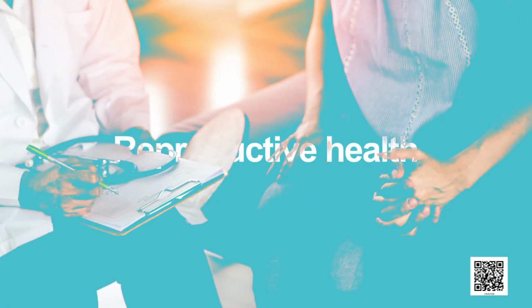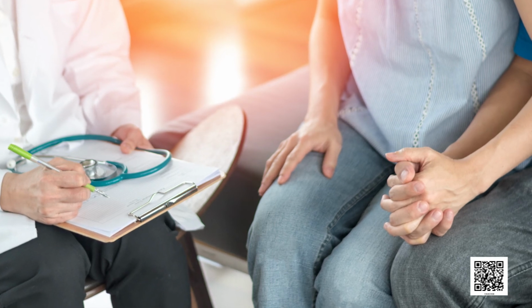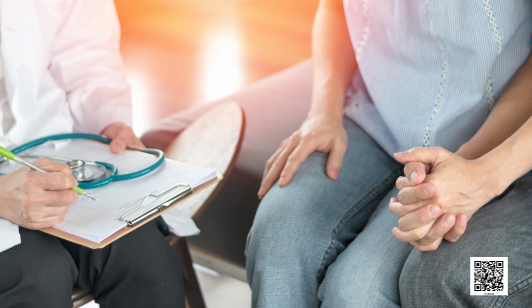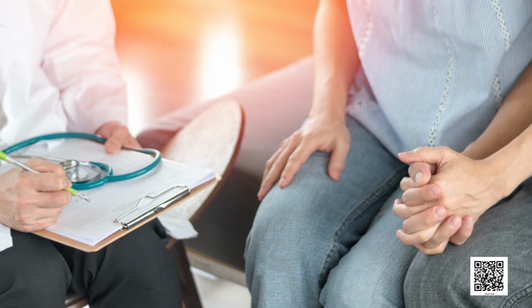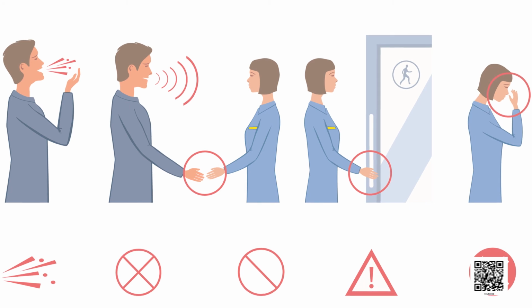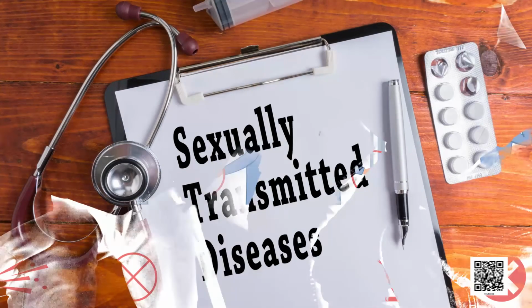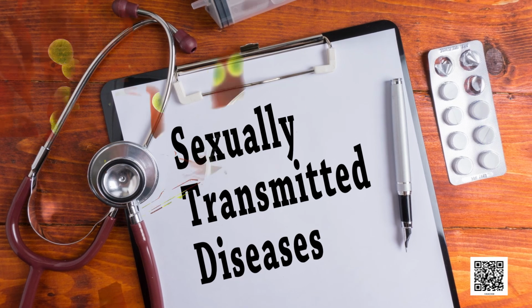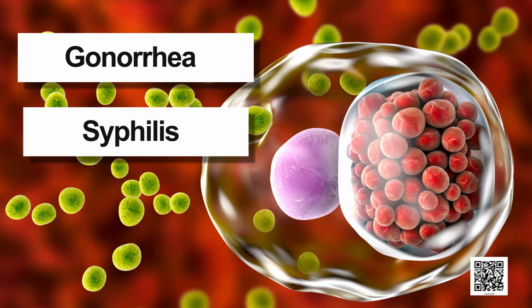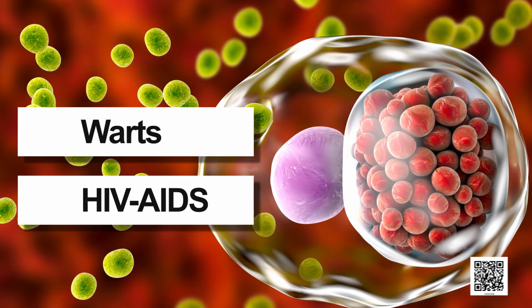Reproductive health. Reproductive health means all the normal health conditions which help to lead a normal, safe and healthy reproductive life. Diseases can be transmitted from person to person in a variety of ways, and many diseases can be sexually transmitted. These include bacterial infections such as gonorrhea and syphilis, and viral infections such as warts and HIV/AIDS.